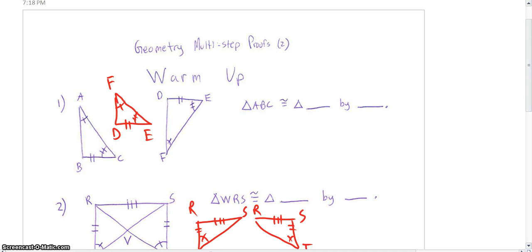Alright, geometry, this is Friday's warm-up, the multi-step proofs warm-up. The first two questions are not actually proofs, but we're going to go through them anyways. The first thing is proving triangle ABC is congruent to what triangle, and how are they congruent?